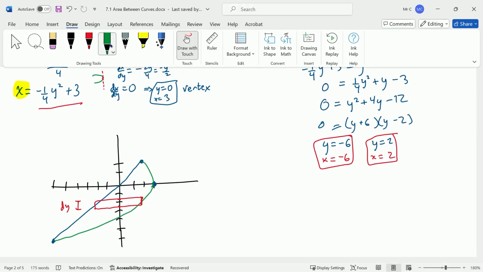And if we look at any fixed y value, if we look at this rectangle, which function has the bigger x value corresponding to this rectangle? It's the green function, which is our parabola. So that needs to be the first function in our integral. And our y values go from -6 to 2. And since we're integrating with respect to y, that's what we need, is the y bounds. And so this is the integral from -6 to 2 of -1/4 y squared plus 3 minus just y. Right? Our other function was x equals y.